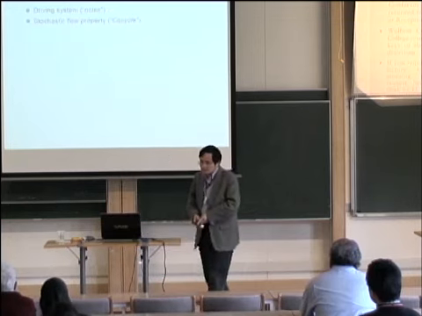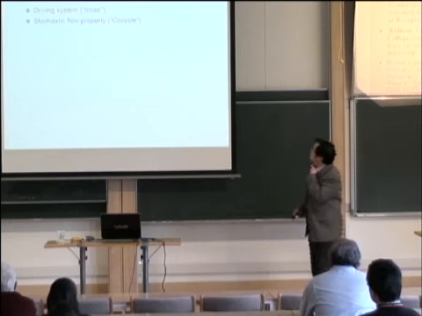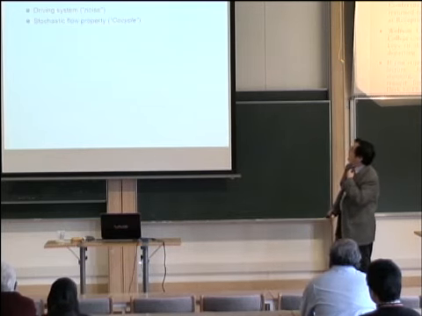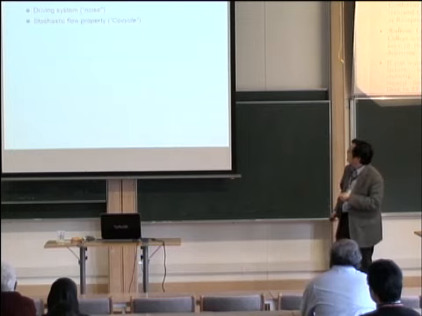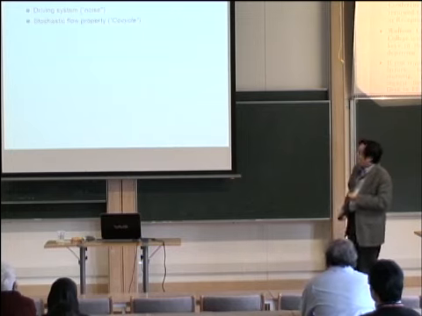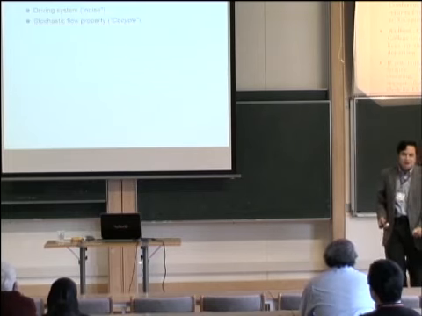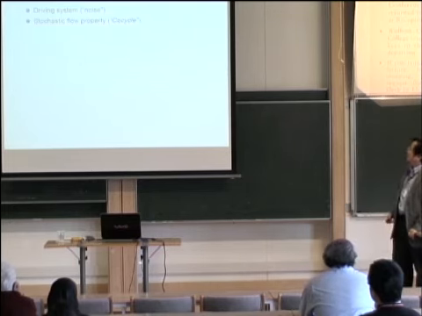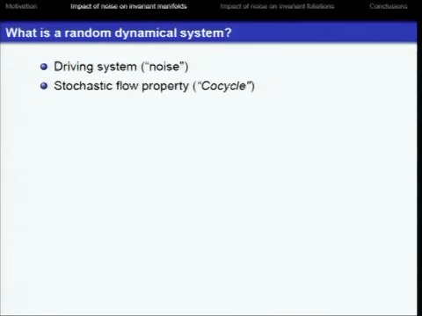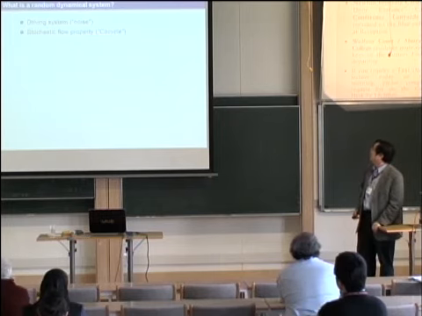Now, since Michael Scheutzow did a very good job 2 days ago introducing random dynamical systems, I don't have to say too much. Just to remind you that a random dynamical system in the framework of Ludwig Arnold and his collaborators has 2 components. Okay, one is the driving system, which means noise. The second one is the flow, and here we call it cocycle.